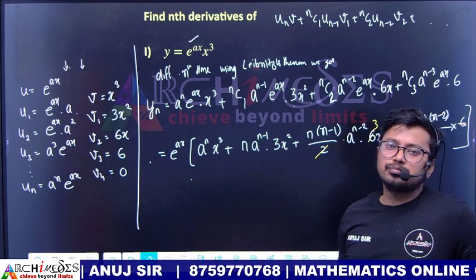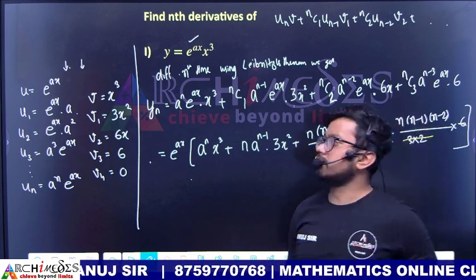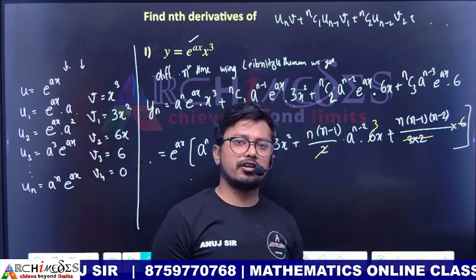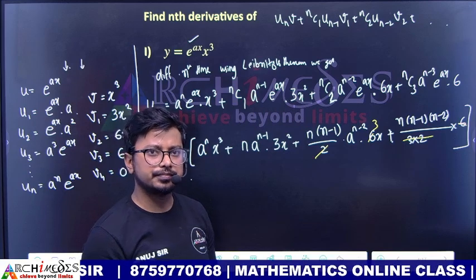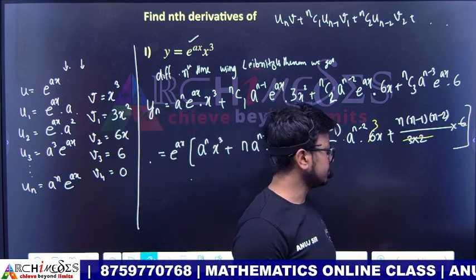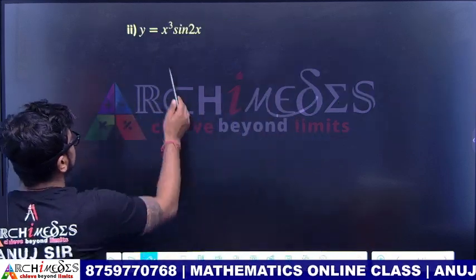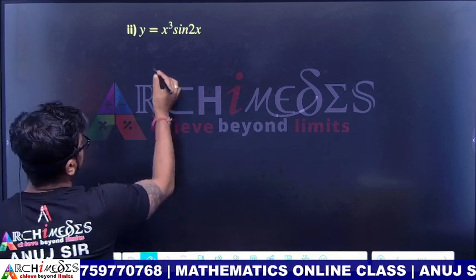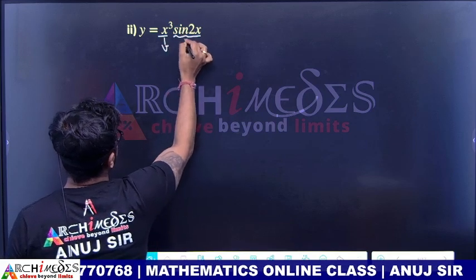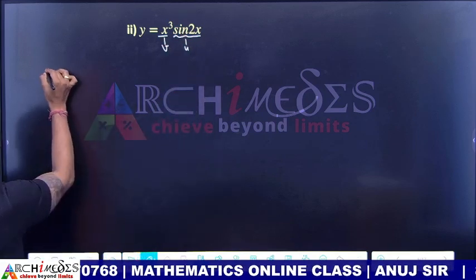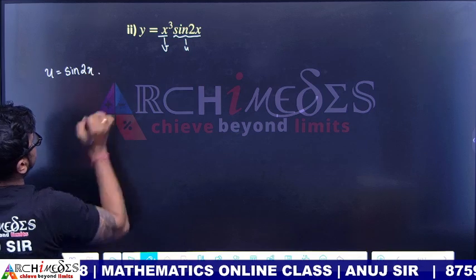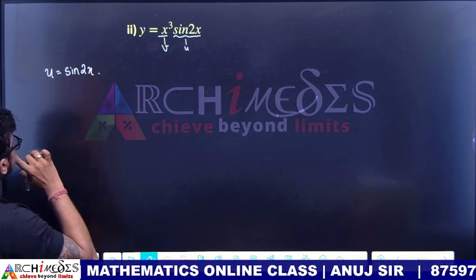But before that, you must know how to find the nth derivative of e to the ax sine x to the power of n, that one also. Clear? Any doubt on this? So can you do the next one? Here x cube and sine 2x. Definitely we know very well x cube will differentiate fast, so you have to assume this as v and this as u. Clear? So that means u is sine 2x.